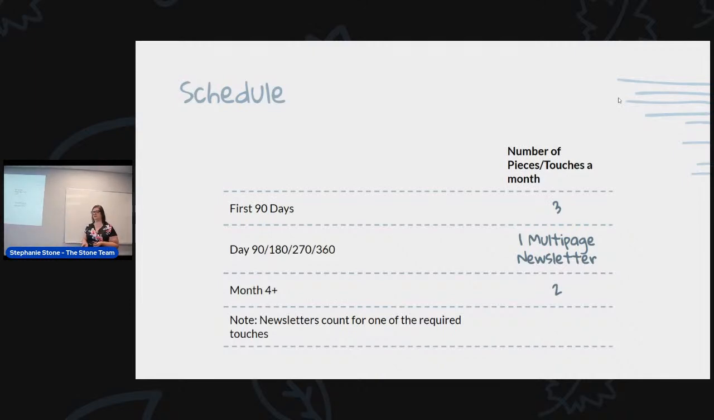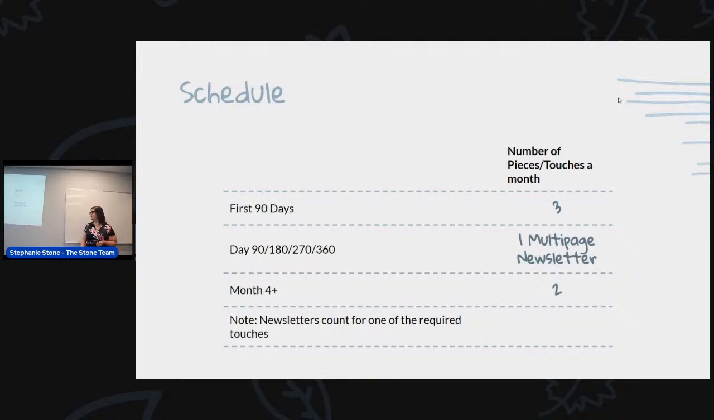That's how newspapers exist. Newspapers don't make money off printing the news. They make money off of selling advertisement. So you become like a little mini newspaper. So that's 90, 180, 270, and day 360, so once every 3 months. And then once you've gone through that first 90 days, just two a month. You've done that heavy lifting to build some momentum. Now you can just kind of go on cruise control.